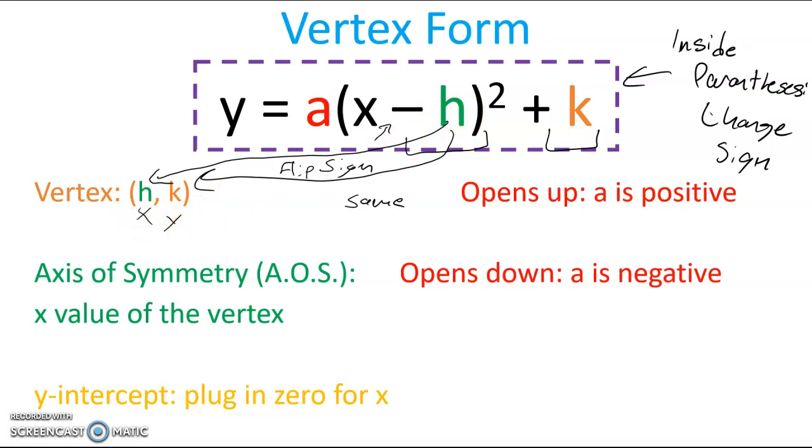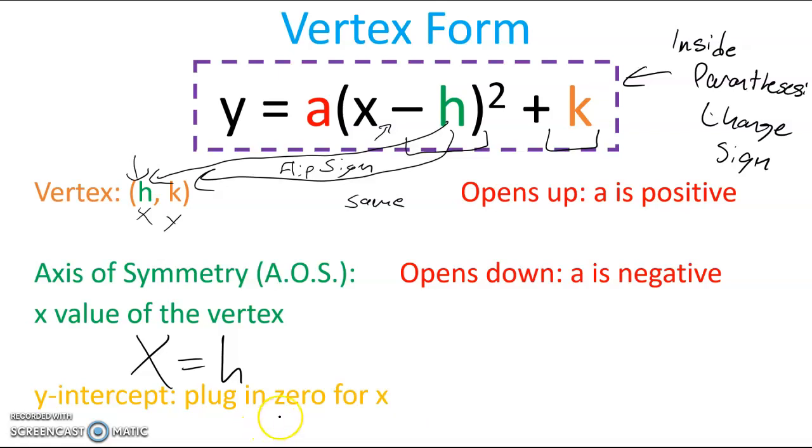Now, with axis of symmetry, we don't use what we used in our last unit, the negative b over 2a, because the equation gives you what the vertex is. All we really need to do is look for the x value of the vertex. Basically, the axis of symmetry is going to equal whatever that h value is on your vertex, okay?